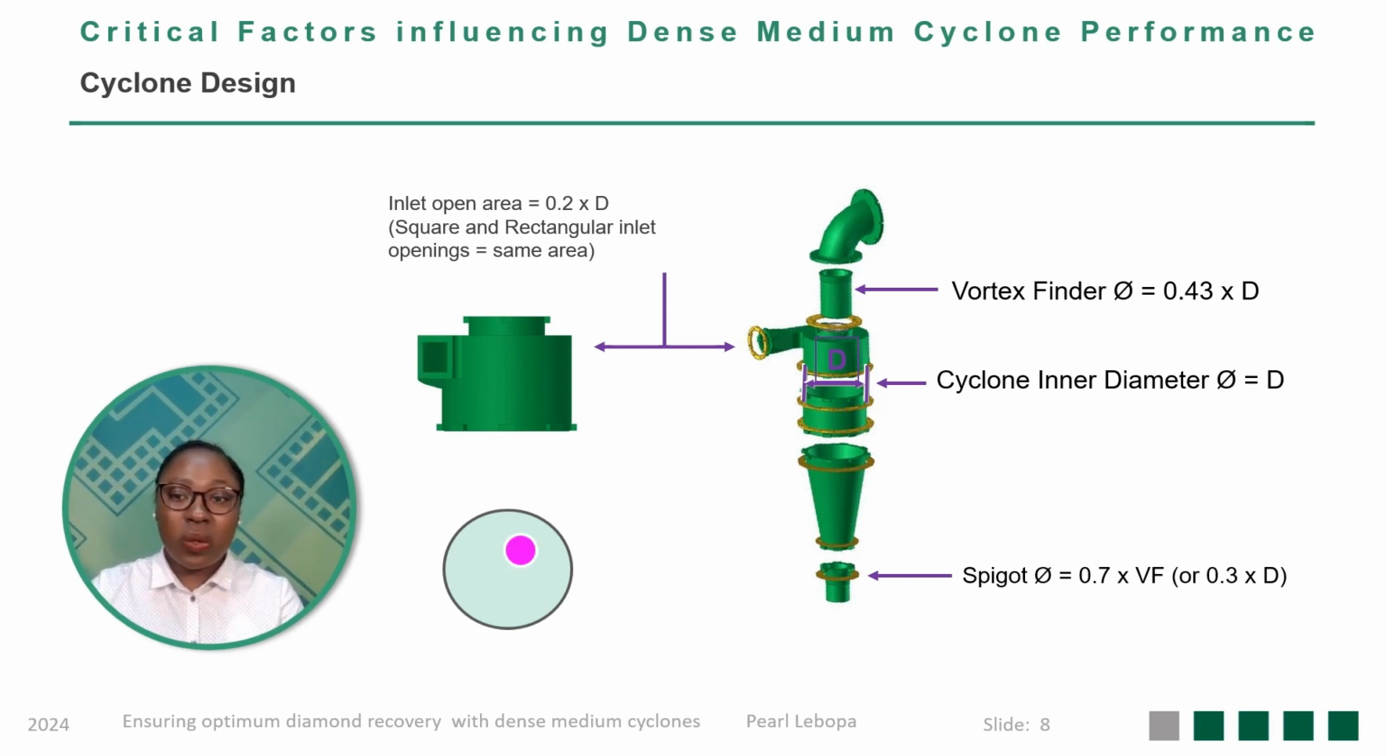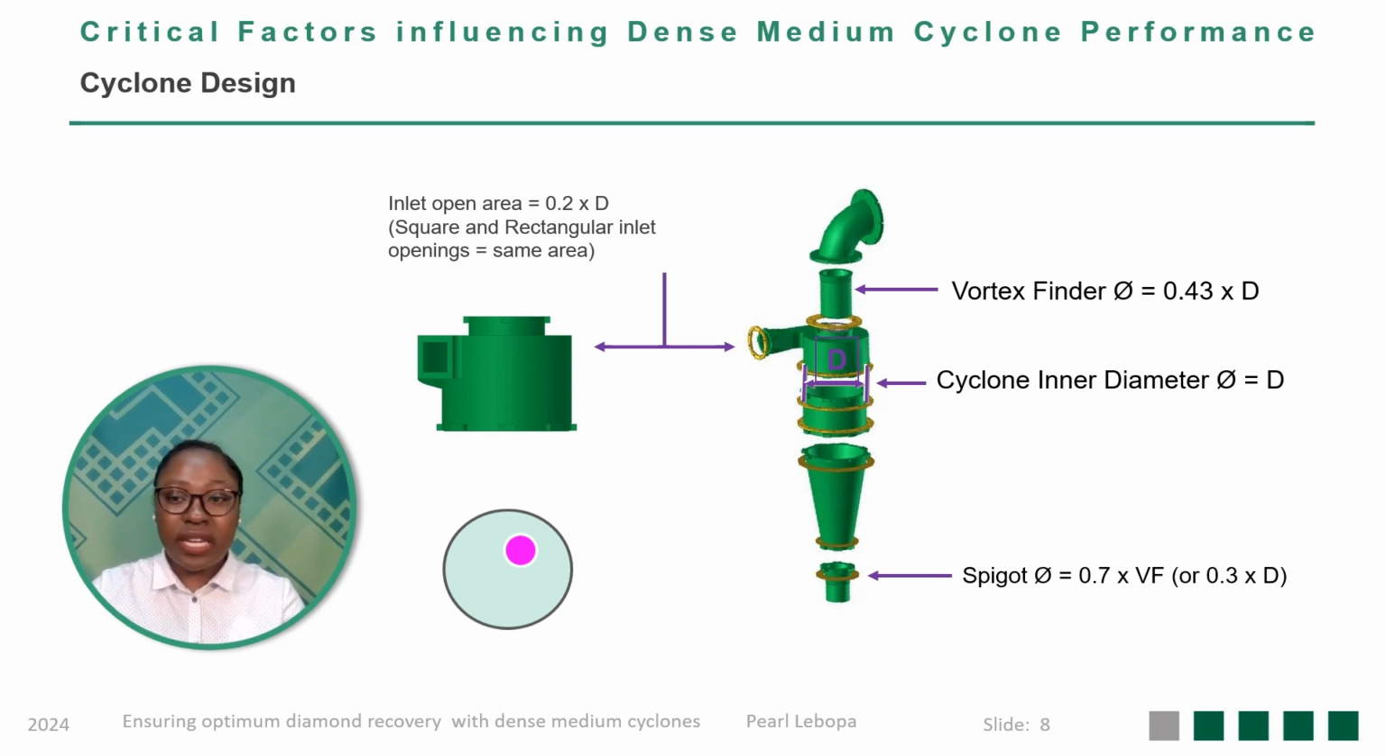Still on the cyclone design, in diamond DMS, the product is to the underflow or the sinks, and the typical yield is 1 to 3% yield to the underflow or the sinks, meaning to the spigot. And looking at the vortex finder and the impact it has on our dense medium separation.